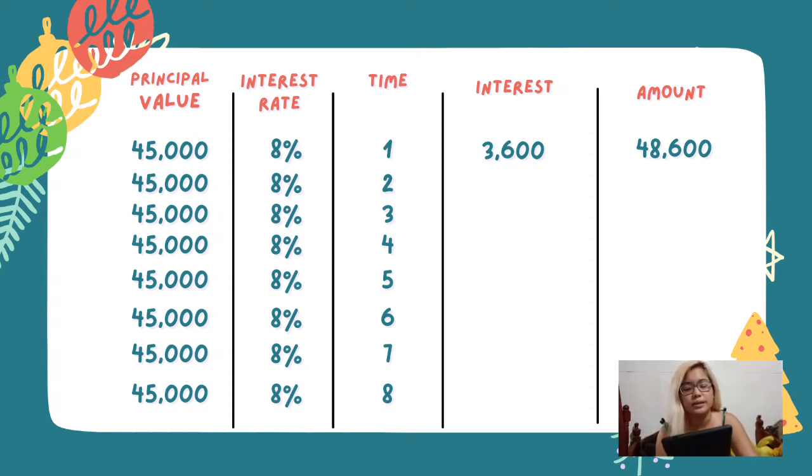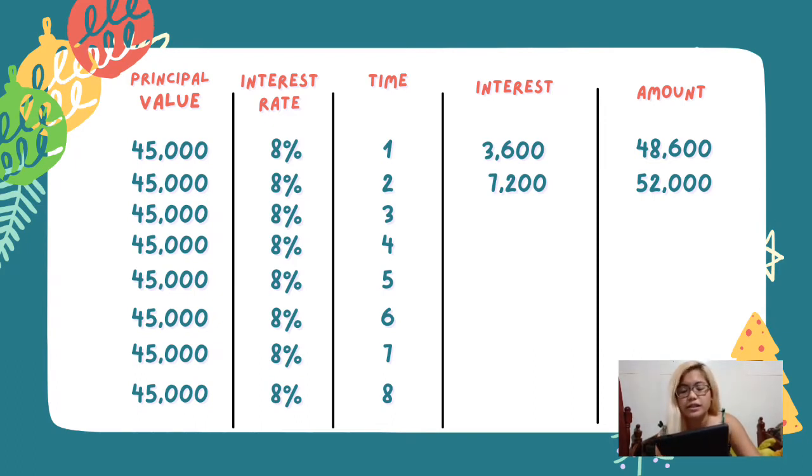For the second year, we will do the same process. We will get the 8% of 45,000 pesos, but we will multiply it by 2 because it is already the second year. So 3,600 times 2 will be equal to 7,200. So 45,000 pesos, the principal value, plus the interest of the second year, which is 7,200, we will add it. So 45,000 plus 7,200 equals 52,200 pesos.